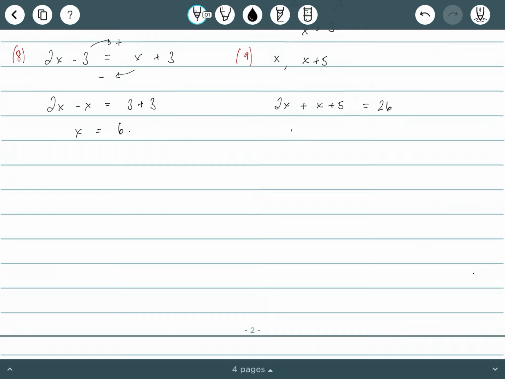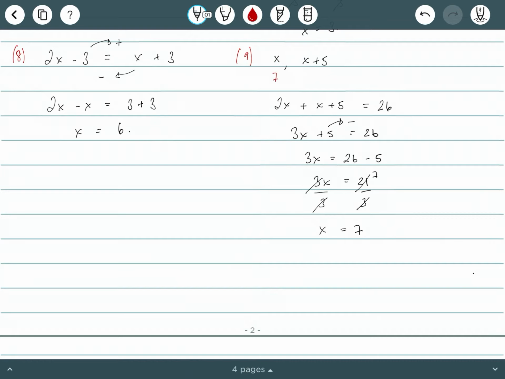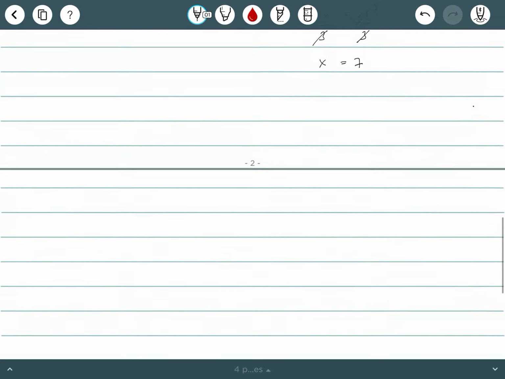Well, 2x plus x is 3x, plus 5 is equal to 26. If I move that across, it's going to become a minus. So 3x is equal to 26 minus 5, so 3x is equal to 21. I divide both sides by 3. That reduces down to x, and 21 divided by 3 is 7. Now I said I wanted the two numbers. Going back up to the top, x is 7, therefore 7 plus 5 is 12. So there's your two numbers.